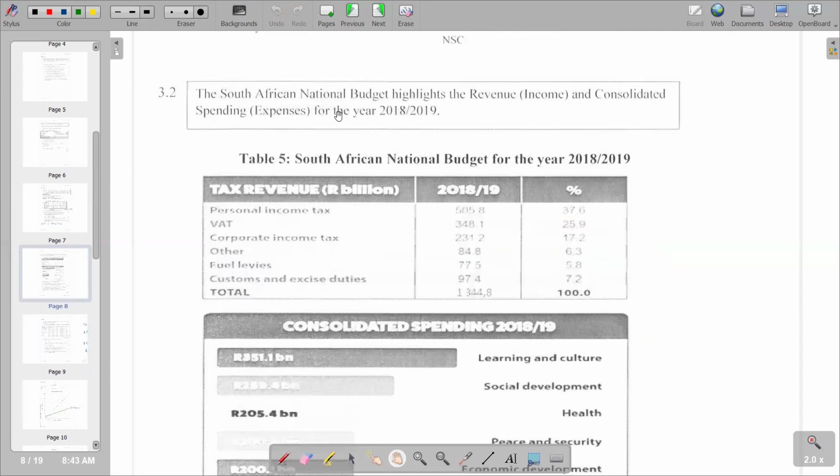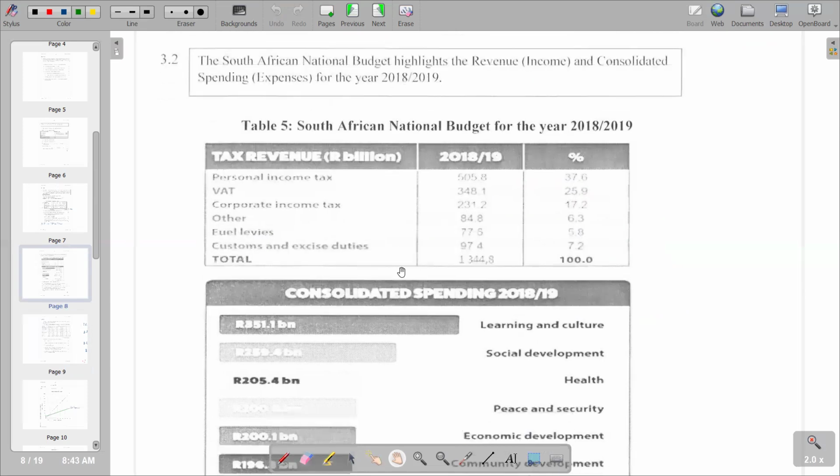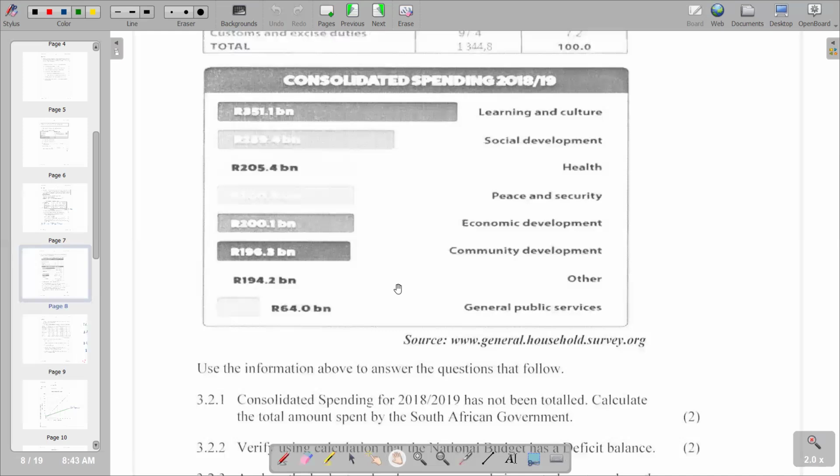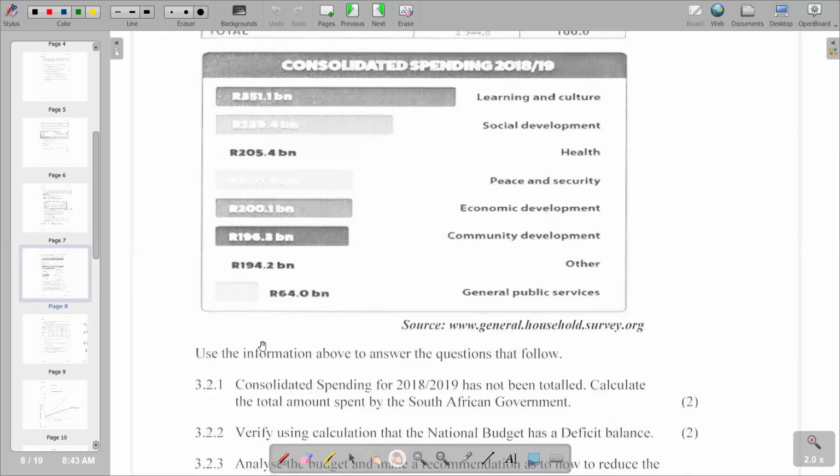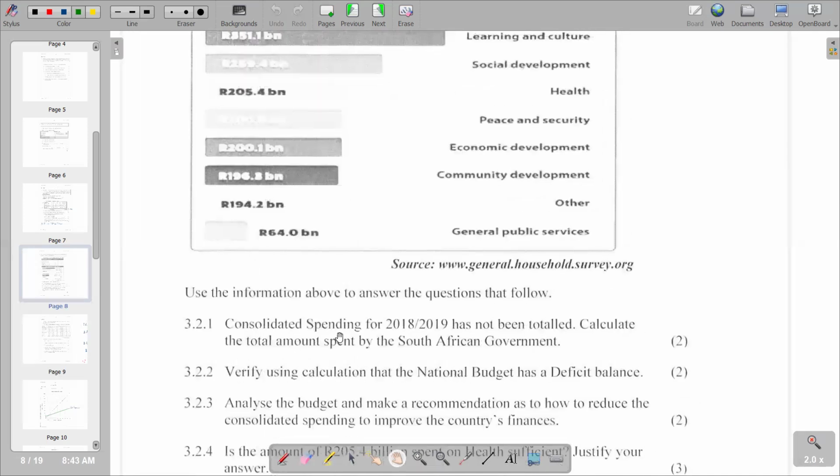3.2. The South African national budget highlights the revenue, income, and consolidated spending and expenses for the year 2018 to 2019. We are given information there, and we are given the consolidated spending. Use the information above to answer the questions that follow. First part: consolidated spending for 2018 to 2019 has not been totaled. Calculate the total amount spent by the South African government.